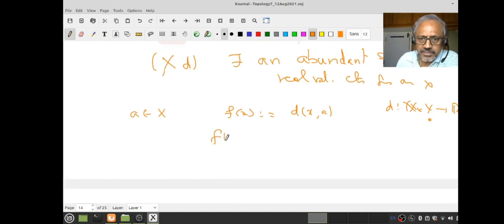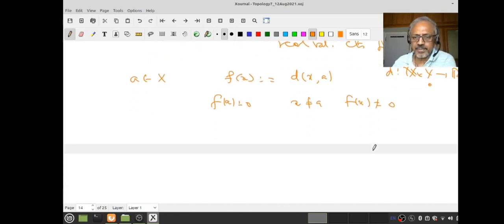First notice, what is f of a? It is 0. And suppose x is not equal to a, what is f of x? It is not 0. That's it, right? In some sense there is a function f whose value at a is 0, whose value at x is not 0 if a and x are different. So that is what we mean by it separates points. Now, is it continuous?